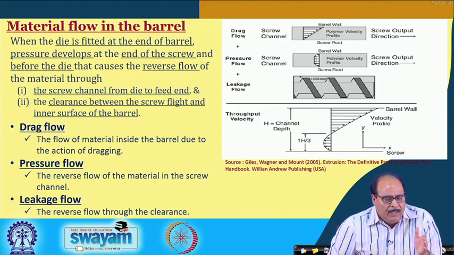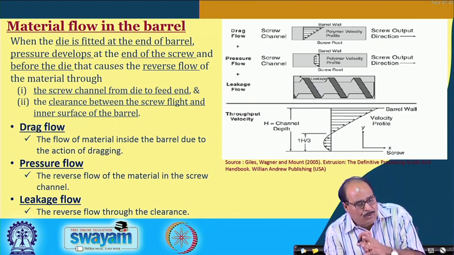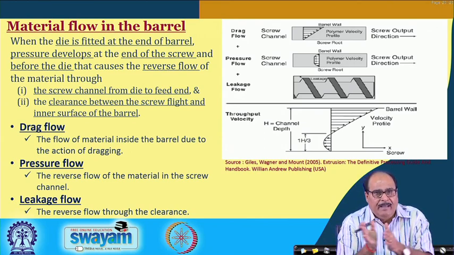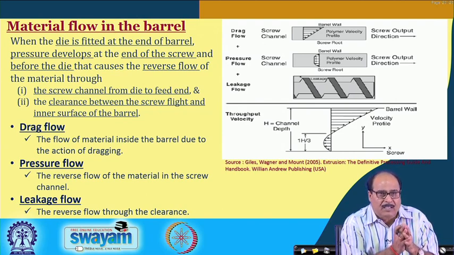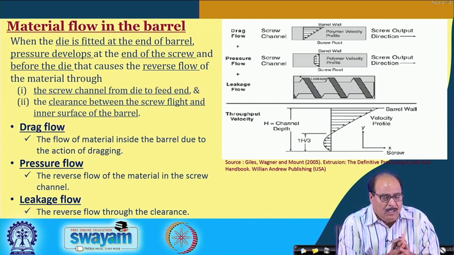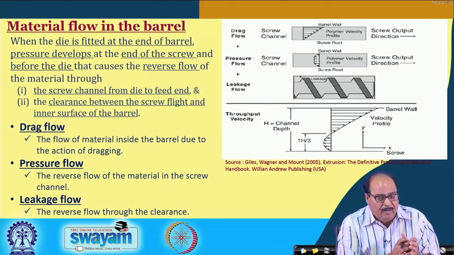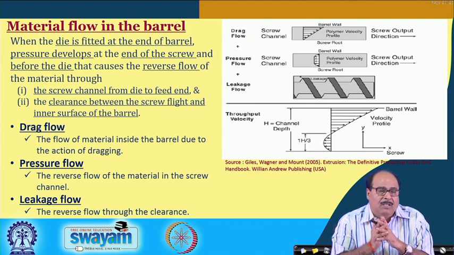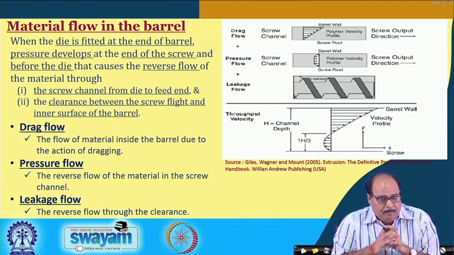So, when the die is fitted at the end of the barrel, pressure develops in the screw and before the die, and that causes a reverse flow of the material. This reverse flow is basically through the screw channel from the die to the feed end, and the flow is also in the clearance between the screw flight and the inner surface of the barrel.